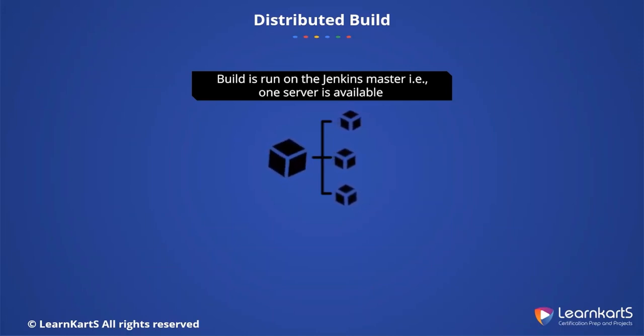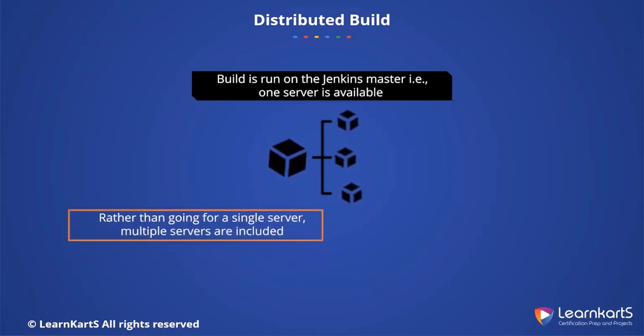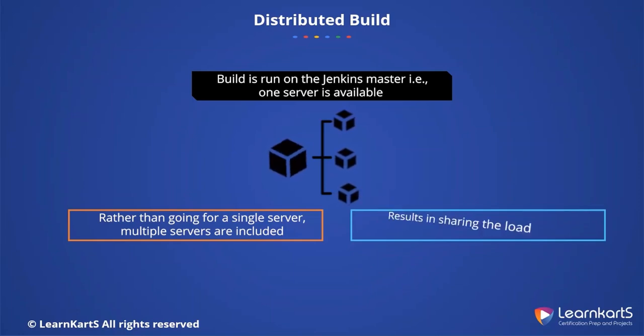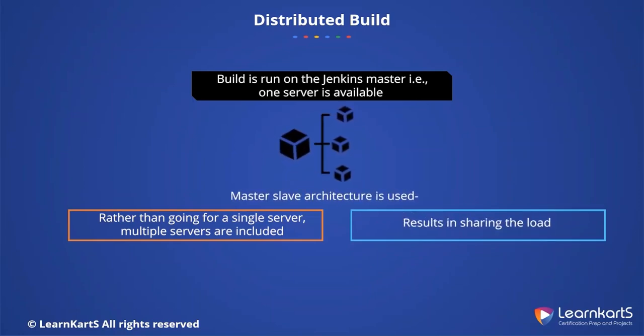So as part of the distributed builds, we will be keeping in mind that rather than going for a single server, we can include multiple servers, so that we don't have to depend on one server. Plus, it also helps us to share the load. We don't have to put all the load on the same machine or the same server itself, right? So master slave architecture is what we are looking at in a distributed build scale.